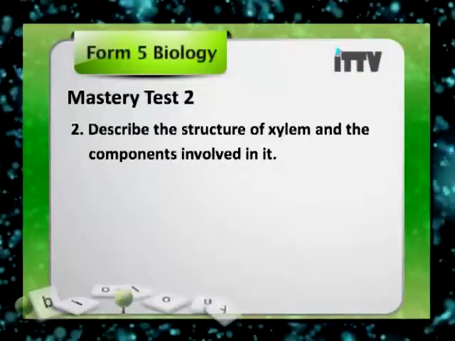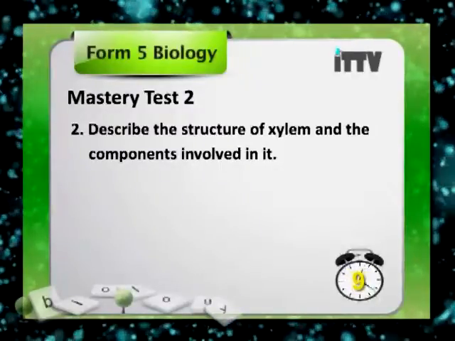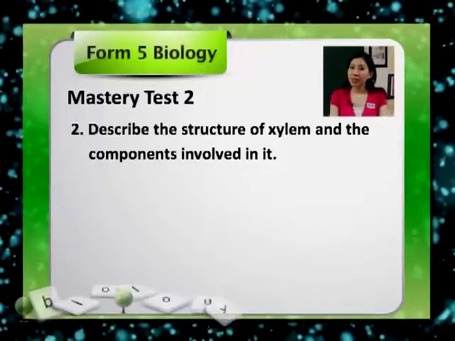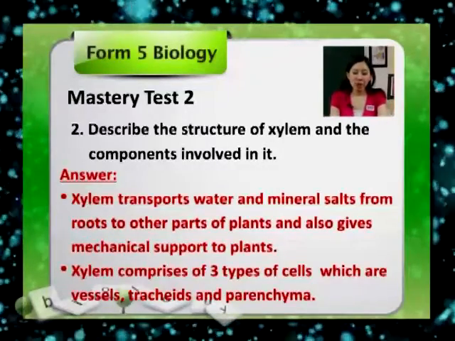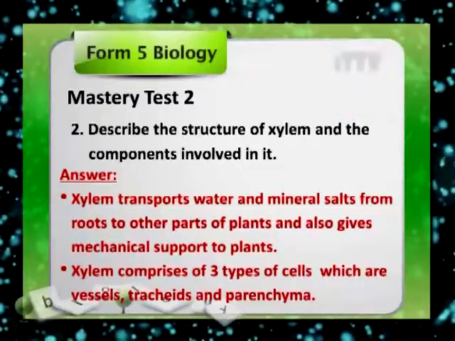Okay, let's look at another question. Describe the structure of xylem and the components involved in it. Now, this is quite a popular essay question, so do make sure that you study this part thoroughly. Okay, yes, I'm sure that you would have a rough idea how to answer it. Okay, let's look at the key points that you should have in your answer. Firstly, xylem transports water and mineral salts from roots to other parts of plants and also gives mechanical support to plants. Must be there. Xylem comprises three types of cells, which are vessels, tracheids, and parenchyma.